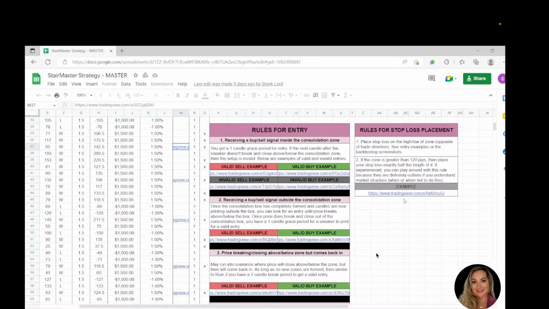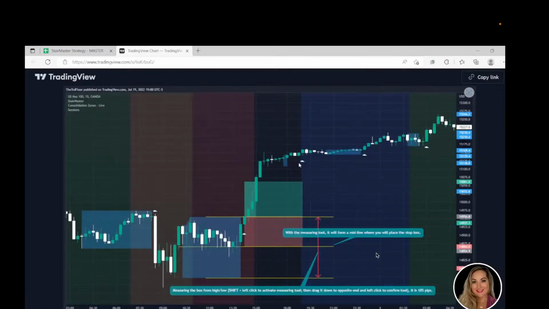But for those of you who are still learning that, you can just halve the consolidation zone box, and that is how we backtested it. So we went pretty basic to keep it rule-based for you guys. Here is an example we show you guys of what we mean by this.